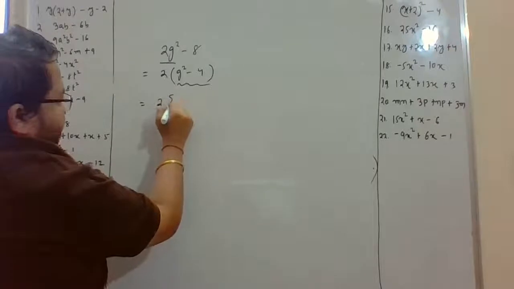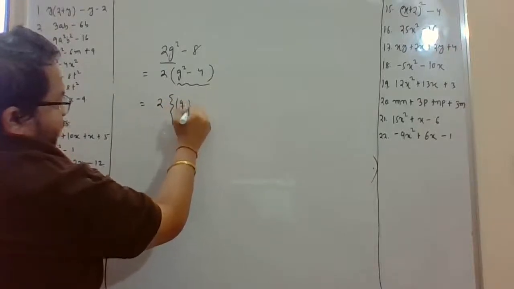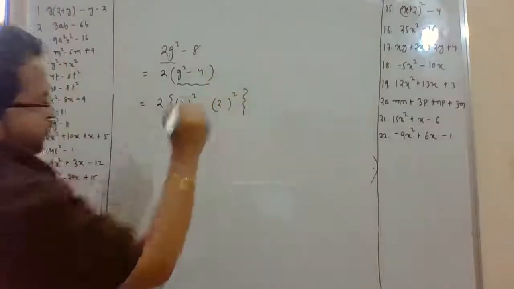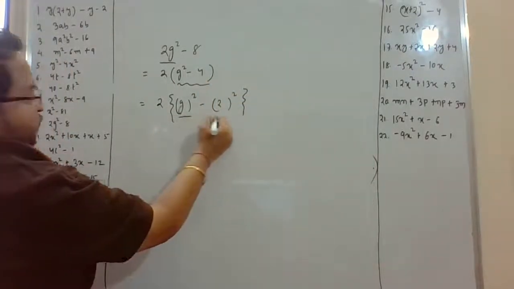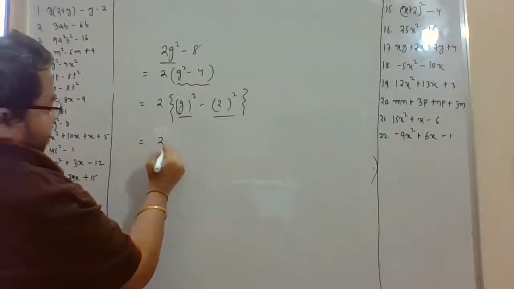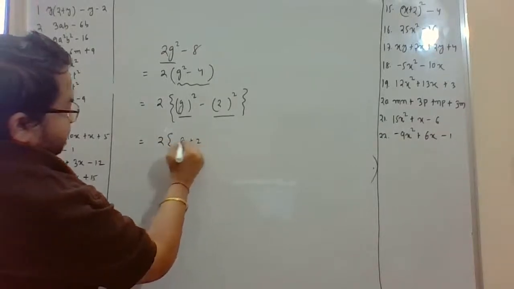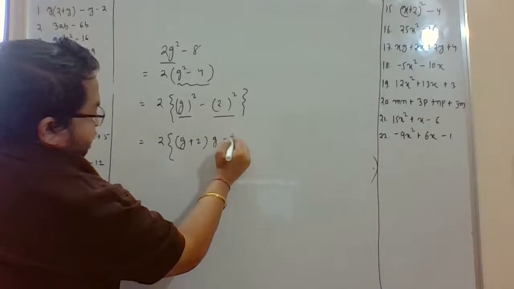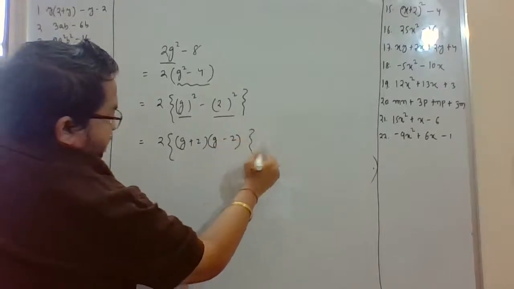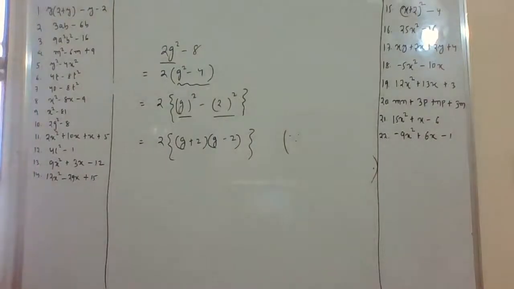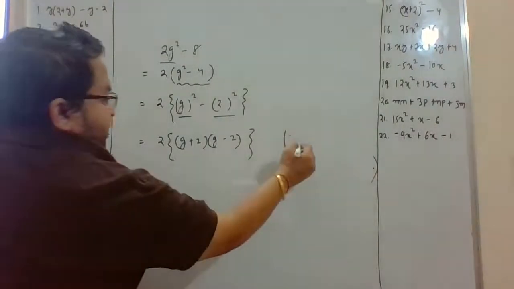So this part can be rewritten as square of g minus square of 2, right? So now this is very simple. A square minus b square. This is nothing but 2 into (g plus 2) into (g minus 2), right? And again, because a square minus b square is nothing but a plus b into a minus b, write it down.